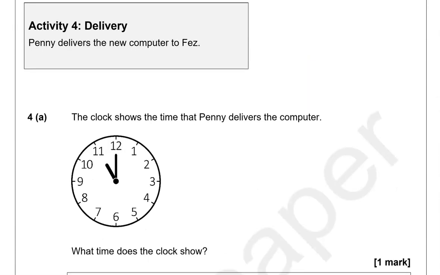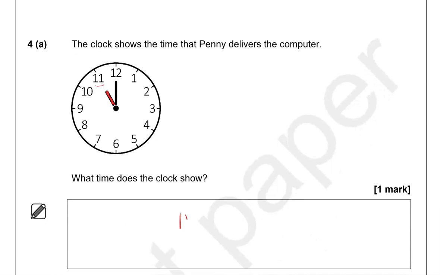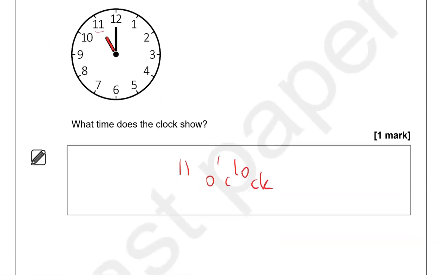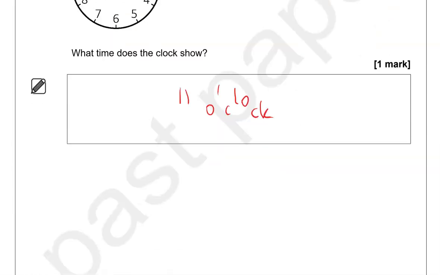Activity 4, delivery. Penny delivers the new computer to Fez. The clock shows the time that Penny delivers the computer. What time does the clock show? So, looking at the short hand, which tells us the hour, that is 11. So, 11 o'clock. Even if you just write 11, it will be fine. The letters are just jumping up and down, so just ignore them.